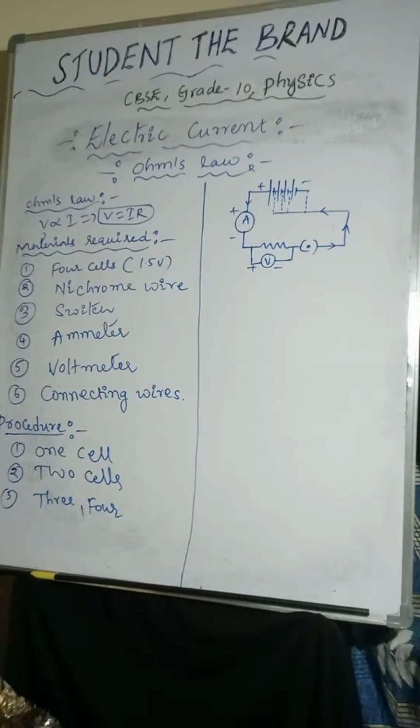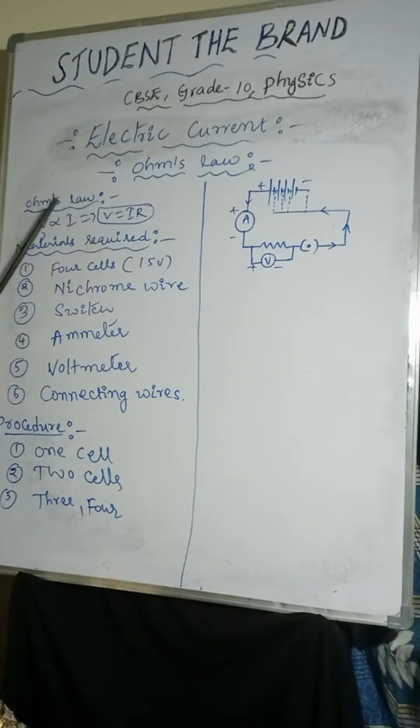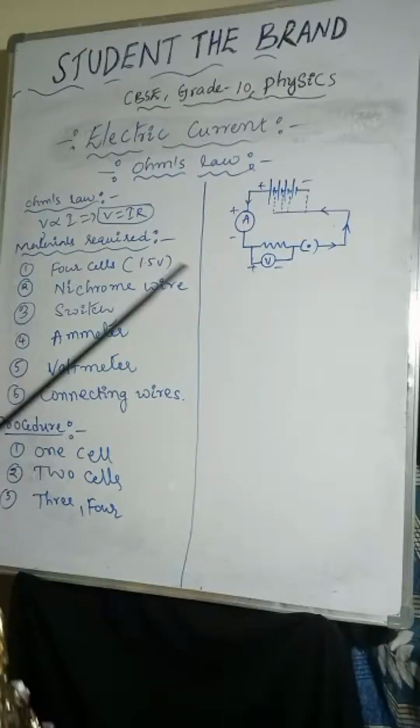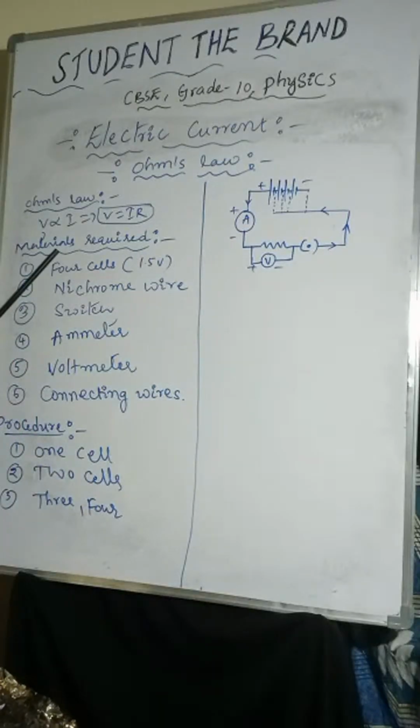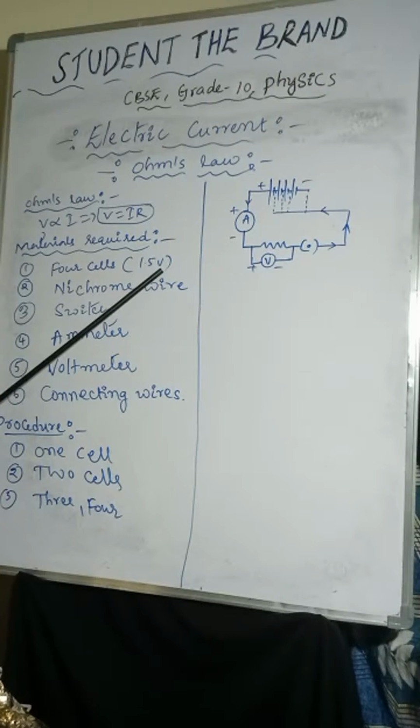At constant temperature, the potential difference across the ends of the given metallic conductor is directly proportional to current flowing through it. And even the physical conditions also same. We can observe, so materials required: 4 cells, 1.5 volts each.